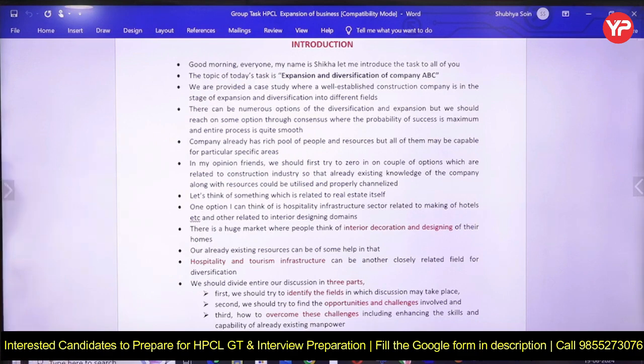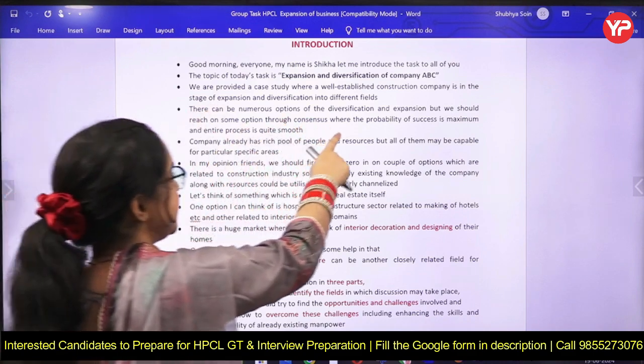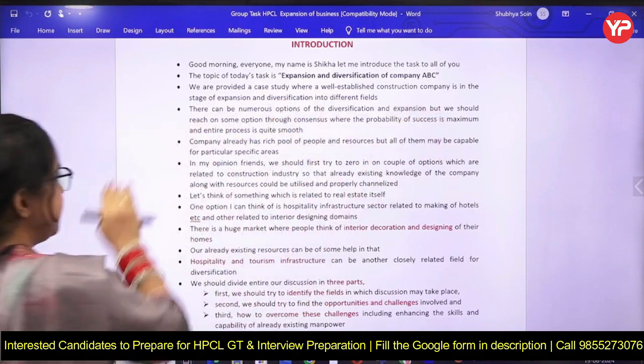The topic of today's group task is expansion and diversification of company ABC. We have provided a case study where a well-established company is in the stage of expansion and diversification into different fields. There can be numerous options of diversification and expansion, but we should reach on some option through consensus where the probability of success is maximum in the entire process.